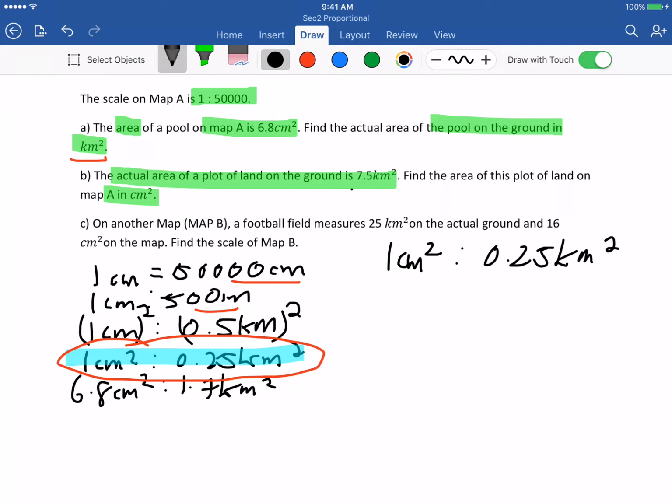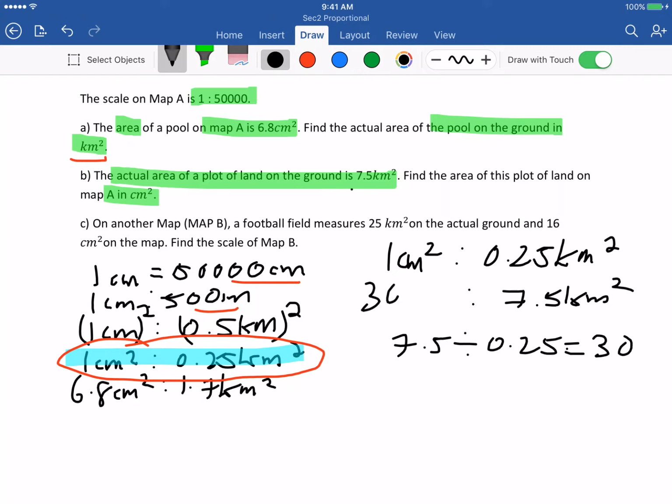The question said actual area is actually 7.5 kilometer square. So write 7.5 kilometer square. So how do you get the other one? We just take 7.5 divide by 0.25. Okay, 7.5 divided by 0.25 should be 30. 30 cm square.